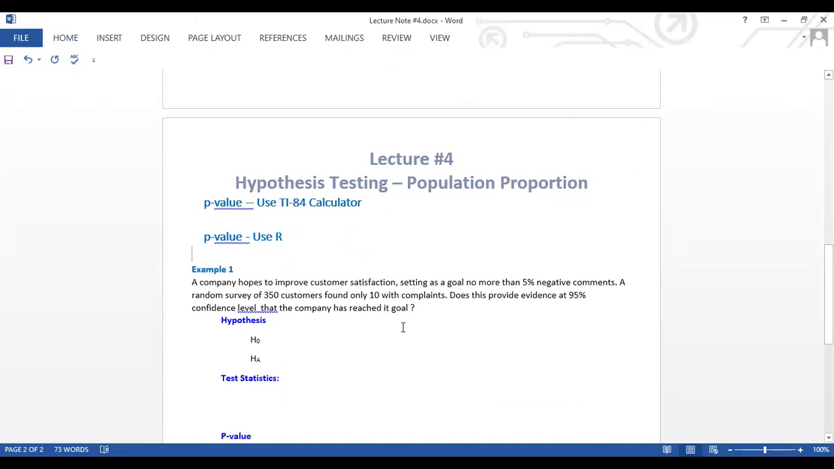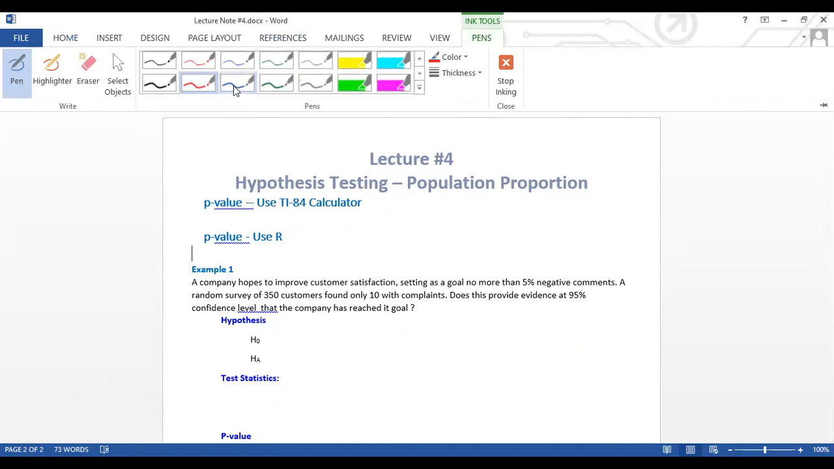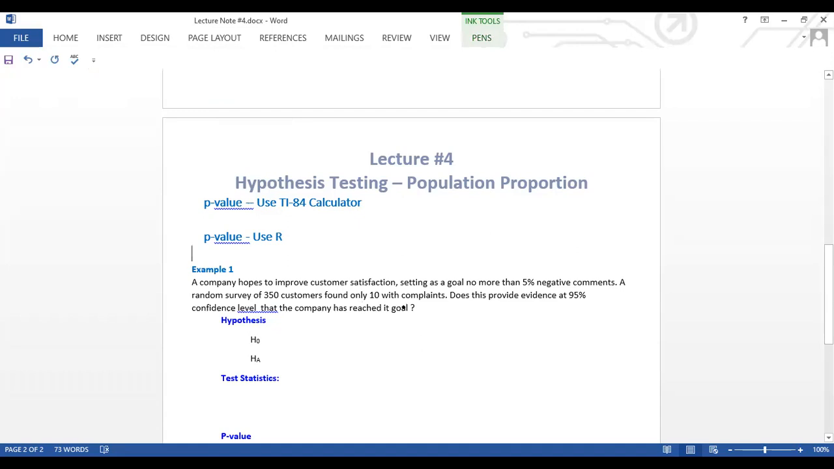All right. Okay, so now let's take a look at these examples here. This example says a company hopes to improve customer satisfaction, and the set goal is no more than 5% negative comments. A retailer surveys 350 customers and finds only 10 with a complaint. Does this provide evidence at the 95% confidence level that the company has reached its goal?